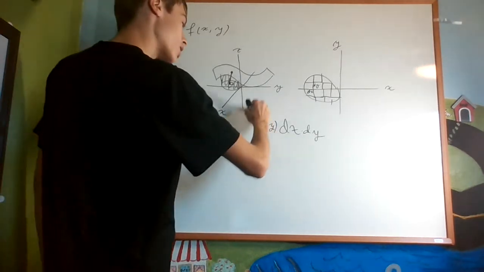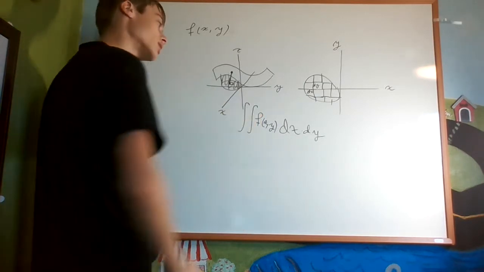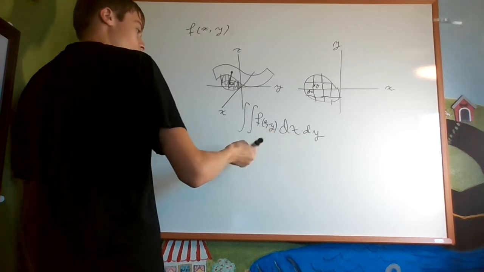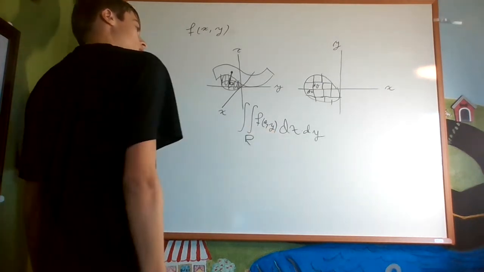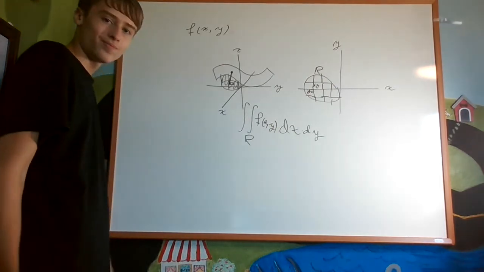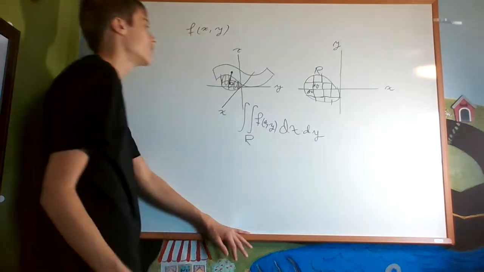So what do I need to do over the x values? Well, I need to sum over them. What do I need to do with the y values? Well, I need to sum over them. Where do I sum over these x and y values? Over the region R. I'll call it R. Okay? This is how we write it.